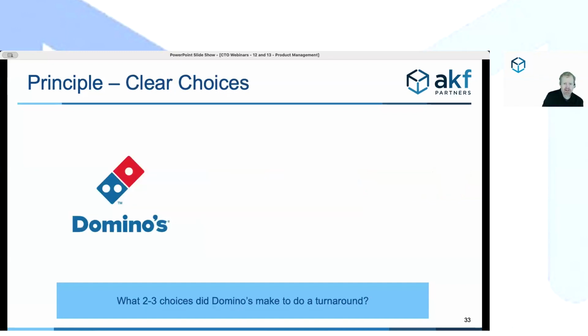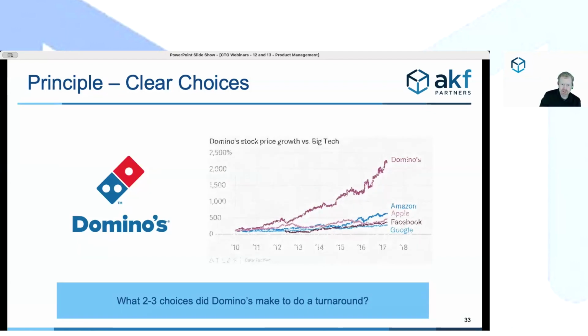All right. Clear choices. So Domino's Pizza, this is a very American example here. When I grew up, Domino's was the cheap, not tasty pizza. But over time, their stock price, and this is pre-COVID, so this is a snapshot of their stock, their growth from 2010 to 2018 was outpacing basically the FANG group here.